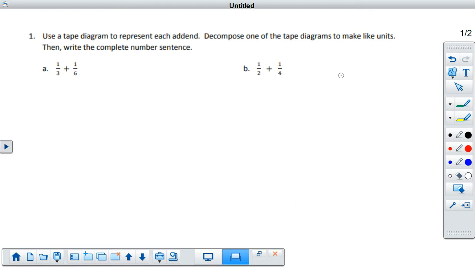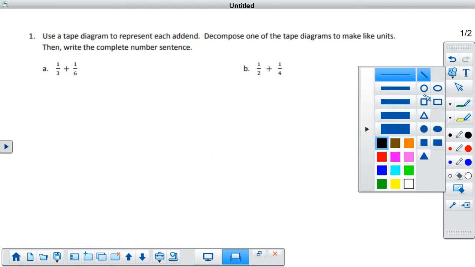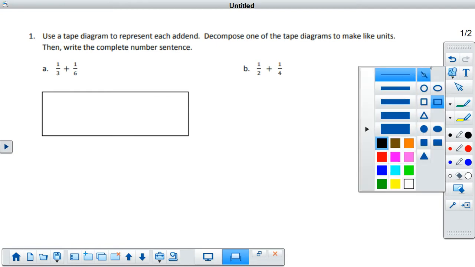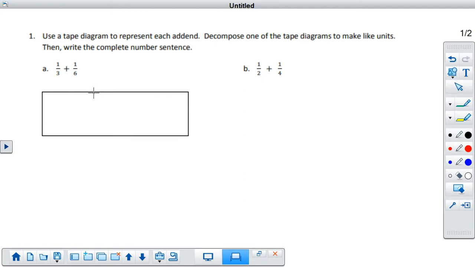First of all, the first problem is to use a tape diagram to represent each addend. Decompose one of the tape diagrams to make like units, then write the complete number sentence. With my tape diagram, I want to remember to start with the larger unit, which is the smaller denominator. So in this case, it would be my 1/3. So I'm going to break up my tape diagram into 3 equal parts, or as equal as I can make them.